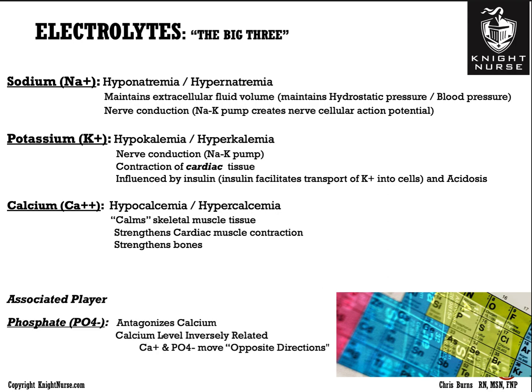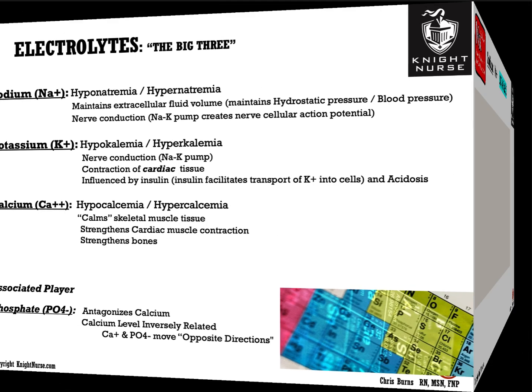An associated player is phosphate. And really, you just have to remember that phosphate antagonizes calcium, which means whichever way the phosphate level goes, calcium will move the opposite direction. So if you have high phosphate, you'll have hypo or low calcium. So just remember, phosphate, high or low, moves calcium the opposite way.